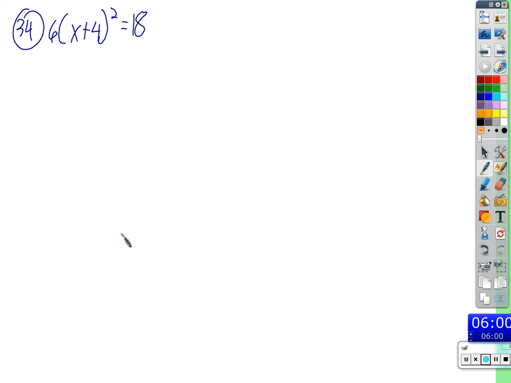Okay. As I said, in the last problem, the thing to do is get the squared thing by itself. What's being squared here? X plus 4. The whole parentheses is being squared. So we don't want the 6. How will we counter this 6? Divide the whole thing by 6. 6 divided by 6 is 1. 18 divided by 6 is 3.